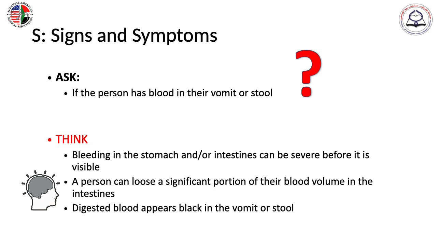Stomach and intestine can accommodate a large amount of blood before it is revealed outside. A patient can present with shock before you can see the blood. When the blood is digested, it appears as black blood, as with coffee ground or melena.